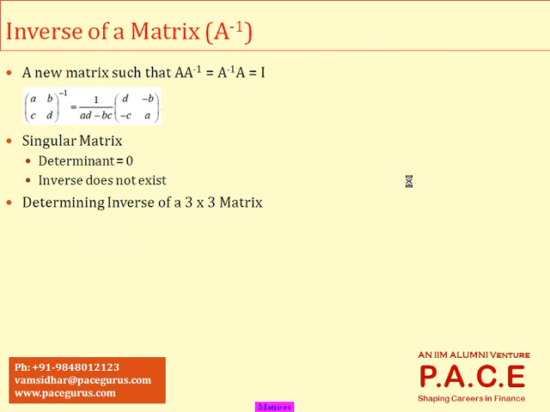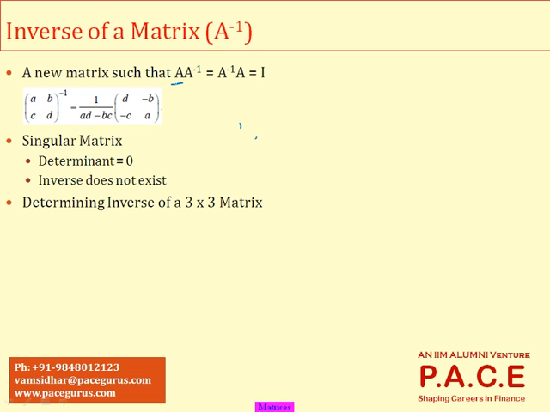Once we are comfortable computing the determinant, the next thing we should be comfortable with is computing the inverse of a matrix. A particular matrix, when I multiply with my required matrix, should result in an identity matrix. That is what we call the inverse matrix. Any matrix with which I multiply the existing matrix, which will result in an identity matrix. This is what we are saying.